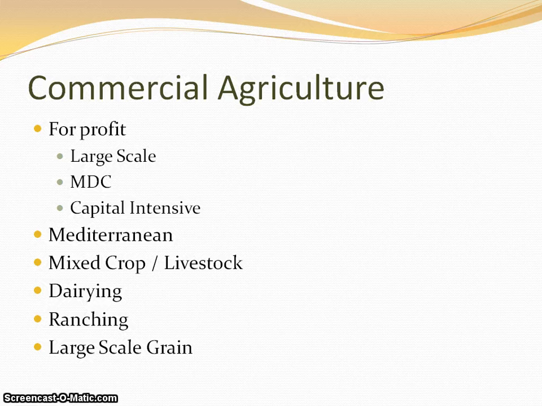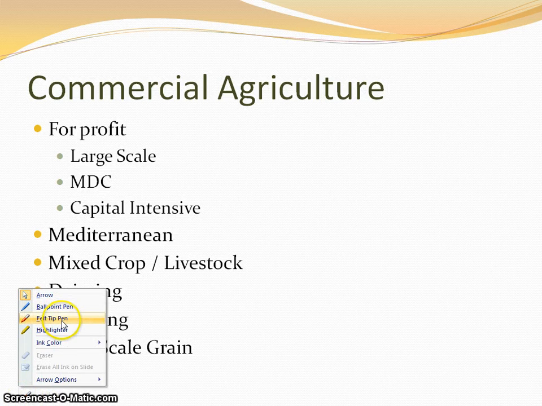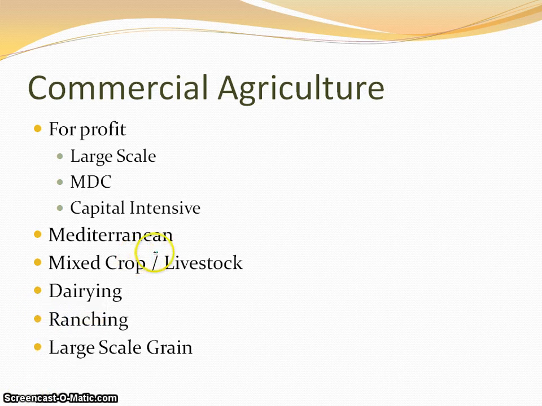Now, the different types of agricultural practices we're going to talk about in commercial agriculture, and I forgot to put one on here, so if I had it in order, I would put it right here, right after Mediterranean. So we're going to talk about Mediterranean and plantation agriculture. We're going to do both of those in this video. Then we'll go on to mixed crop and livestock, dairying, ranching, and then large-scale grain agriculture. But again, in this video, we're going to talk specifically about Mediterranean agriculture and plantation agriculture.